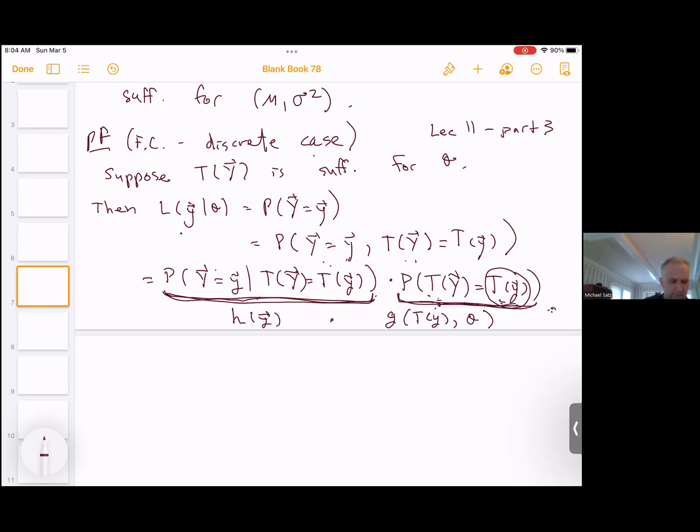Okay, so let's go the other way now. So suppose the factorization exists. Okay, well then we have to show that the conditional distribution of y given T of y does not depend on theta. So we have the probability.